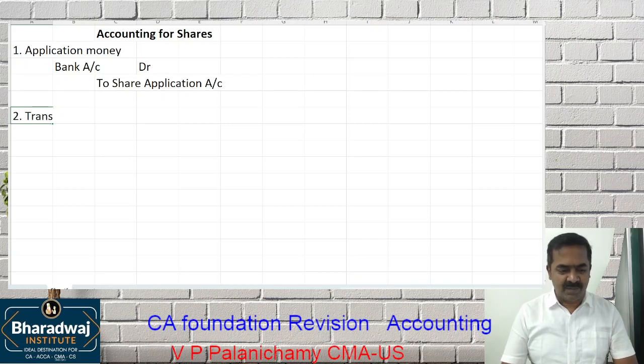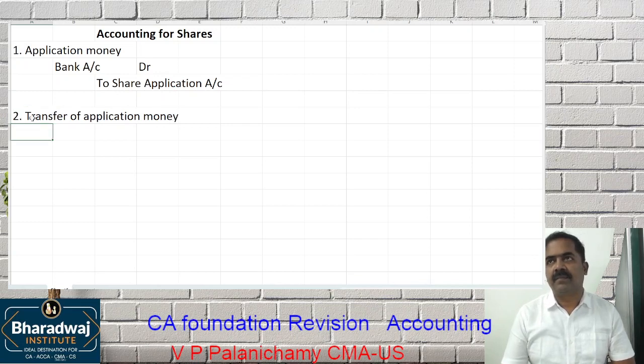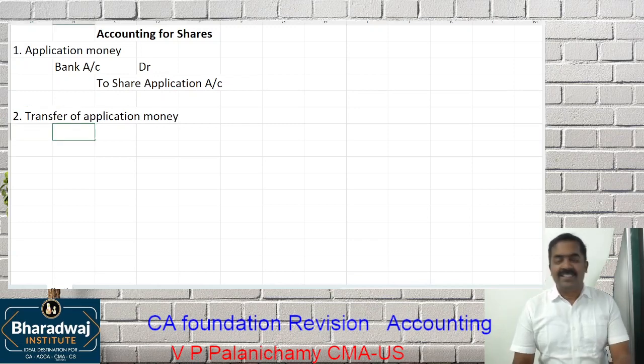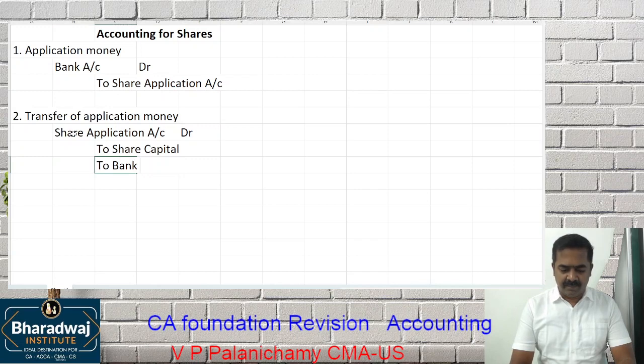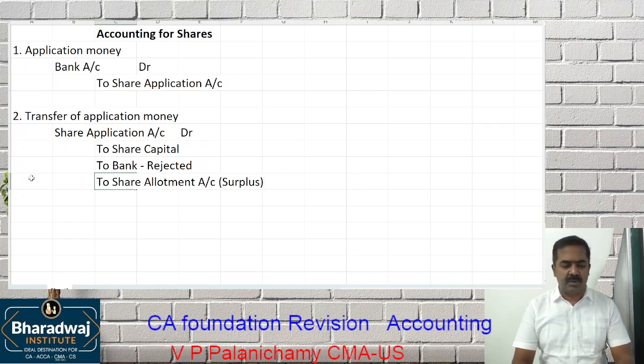Number two, transfer of application money. What is the entry you will pass? Suppose if we get excess money, we can reject it. Suppose there is advance money, like in pro rata allotment, it will be transferred to which account? Share allotment account for surplus. If there is a surplus in pro rata allotment, we can transfer it to share allotment account.